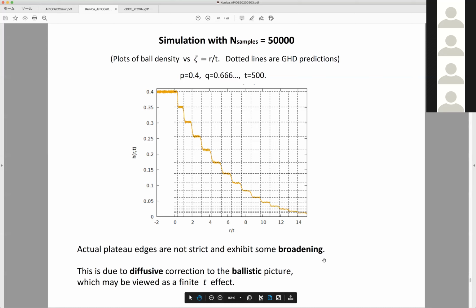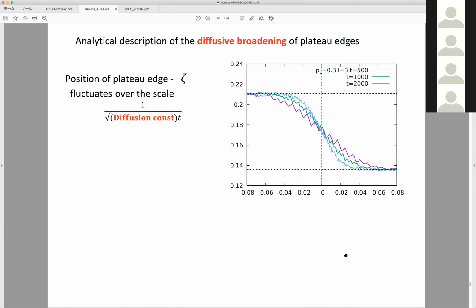I said that ballistic propagation is just linear in time, but this broadening is due to the diffusive correction to the ballistic picture, which may be viewed as a finite time effect. And actually, GHD also makes it possible to predict this broadening properly or quantitatively. So this is the final topic.